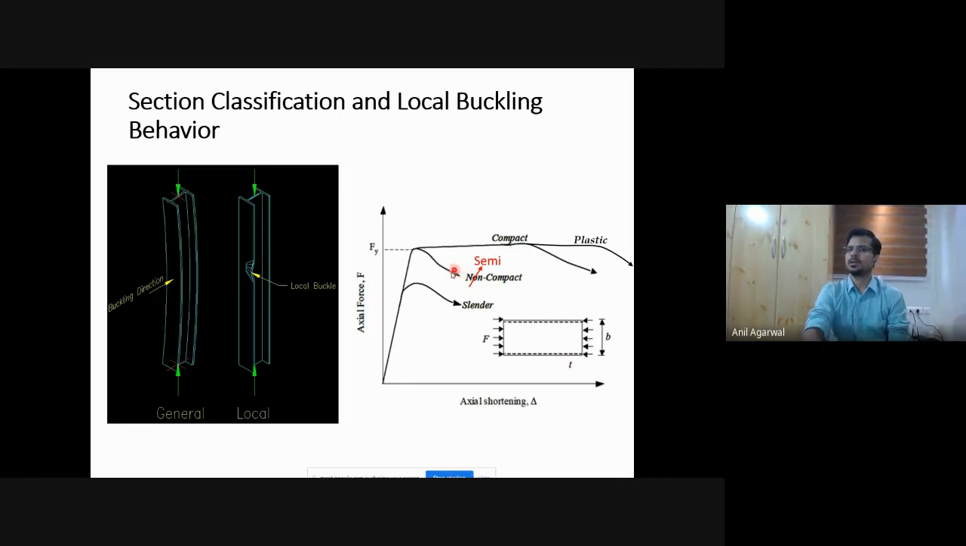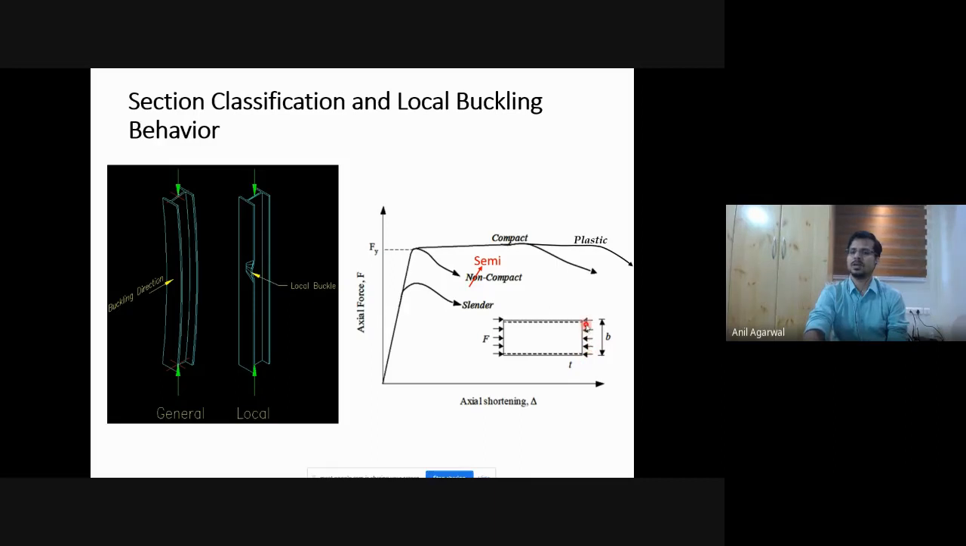If it is more than 10, then it is not semi-compact, it is slender. Then what do you do? Either you can say that this cross section or this plate cannot be used in this member as per IS 800. That is a perfectly acceptable approach. Typically, that is what we do.